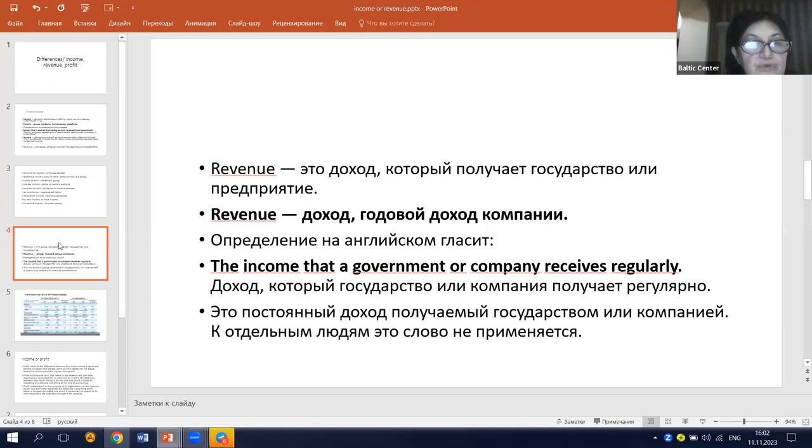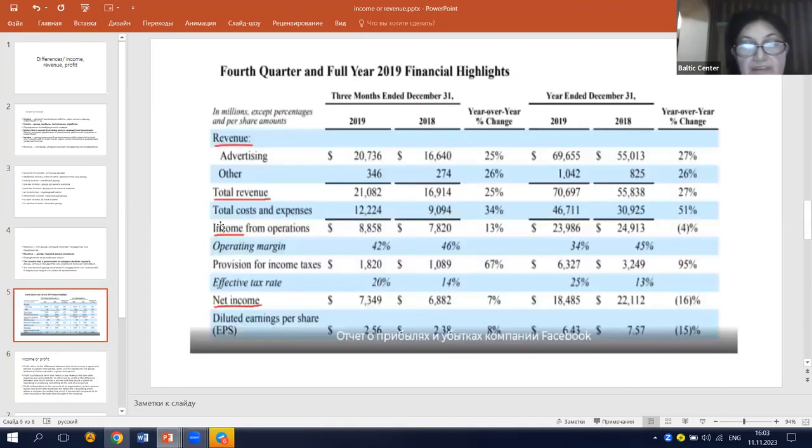Actually, revenue is what the company received, the receipts of the company, and income is what the company receives regularly. Revenue is not income, but revenue goes for physical people. So here I can see the concepts we are discussing today: total revenue and income. It is an illustration of financial statements, actually.